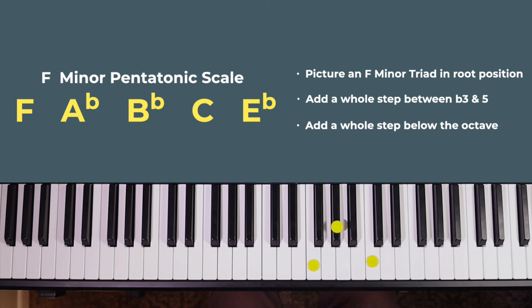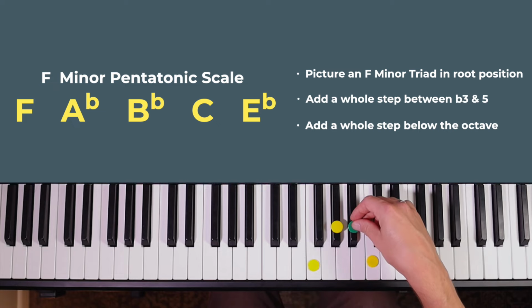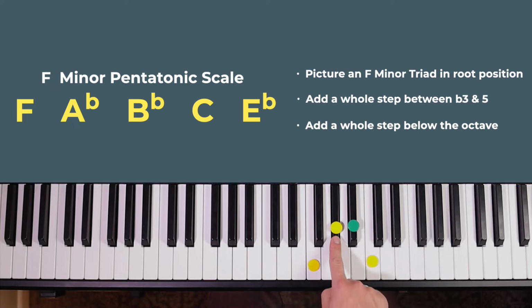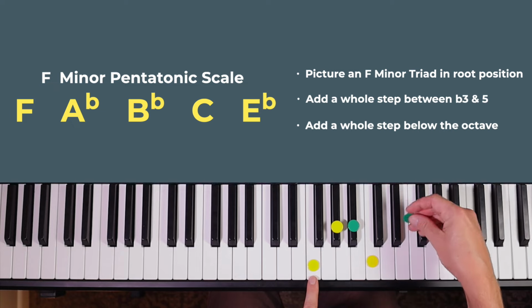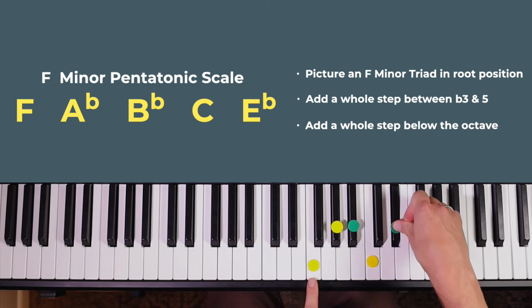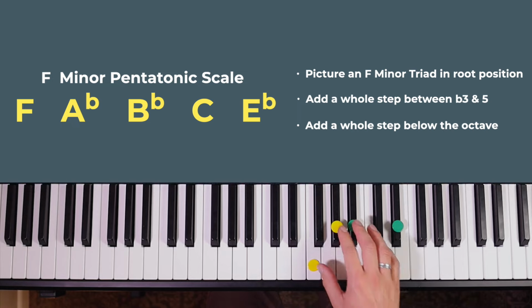To find F minor pentatonic, we're going to take an F minor chord, and then we're going to add on the 4th, a whole step in between the 3rd and the 5th, the minor 3rd and the perfect 5th. That's here, so that's B flat. So a whole step above there and a whole step below there. And then we're going to look at the octave of the root, F to F, and come a whole step below, which gives us the flat 7, the minor 7. So there's F minor pentatonic.